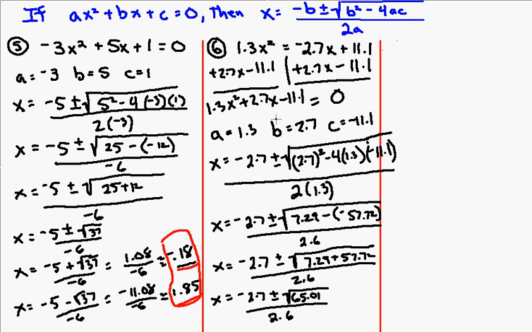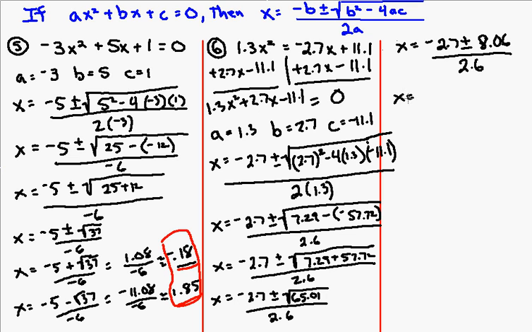So here we go. We have x then, continuing on. We have x is equal to negative 2.7 plus or minus, and if I take the square root of 65.01, I get 8.06 plus or minus 8.06, all over 2.6. So let's break this up.